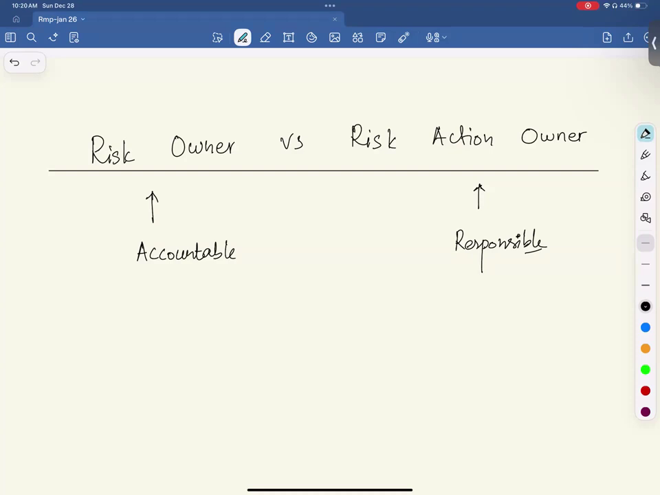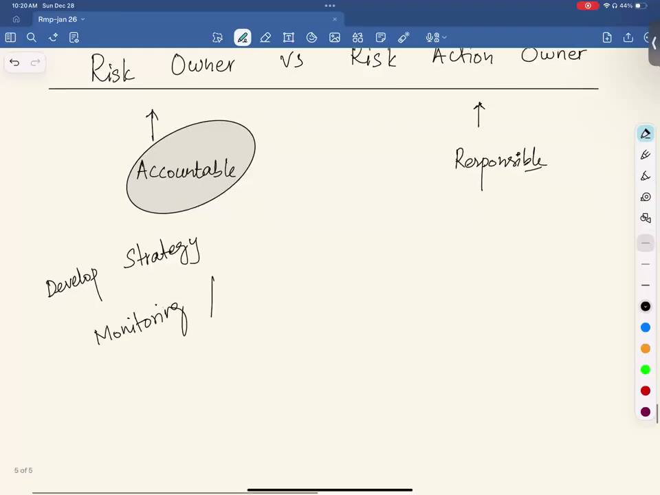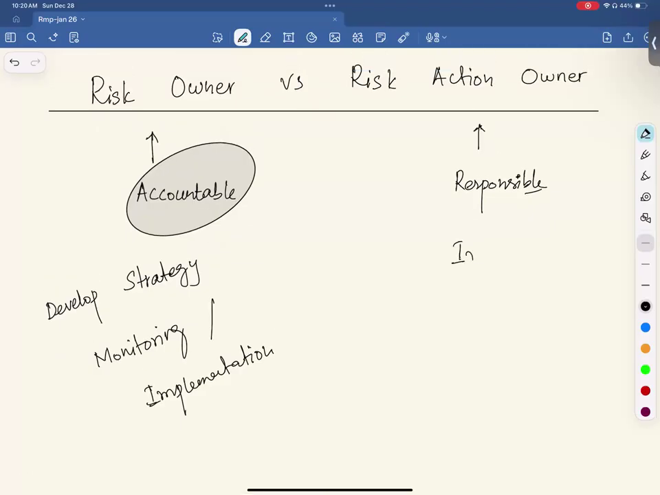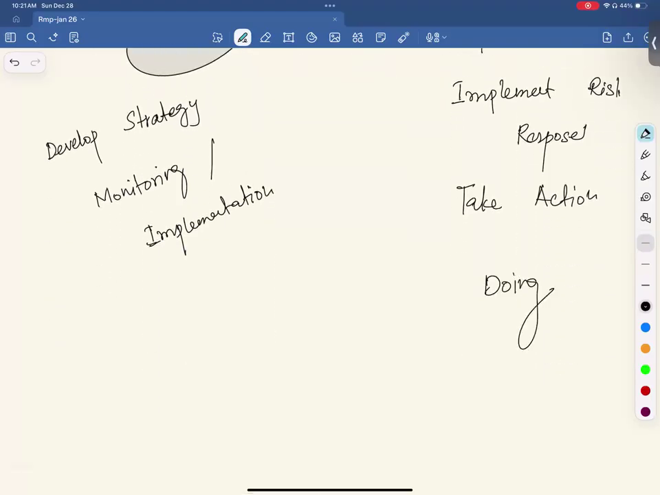Risk owner is overall accountable. What they do is they develop the strategy for the risk. They ensure overall monitoring, or implementation, of the risk response. And risk action owner, they implement the risk response. You understand, everybody? They take action. So one is doing, the other is monitoring.